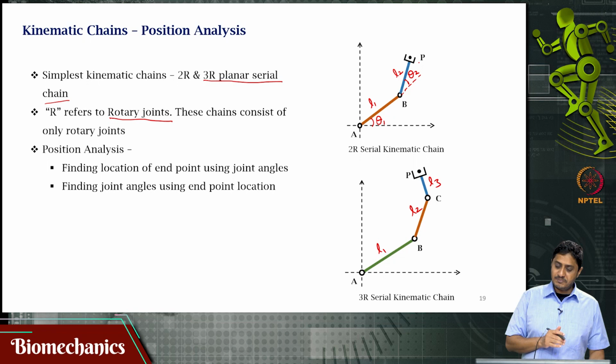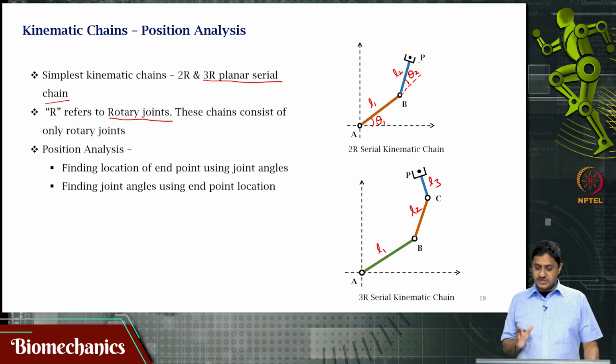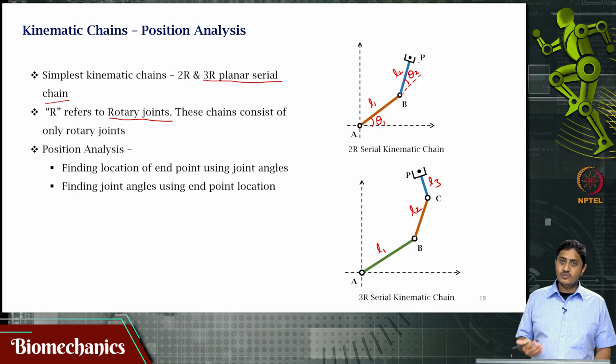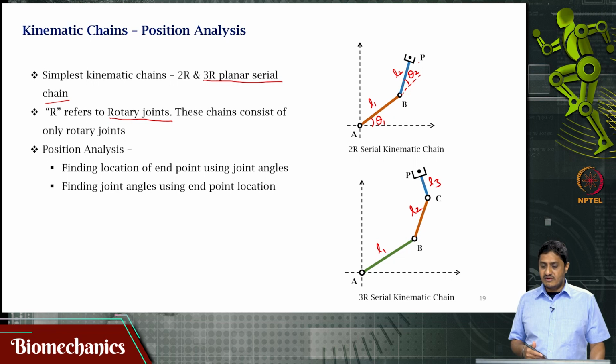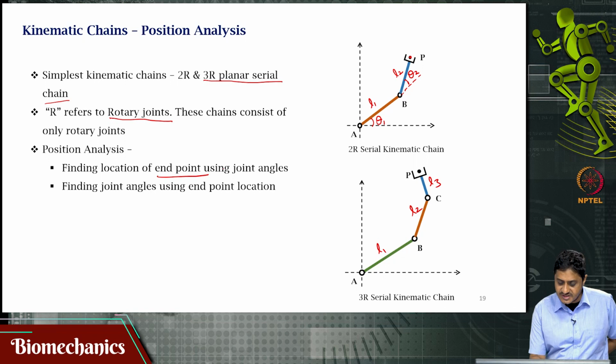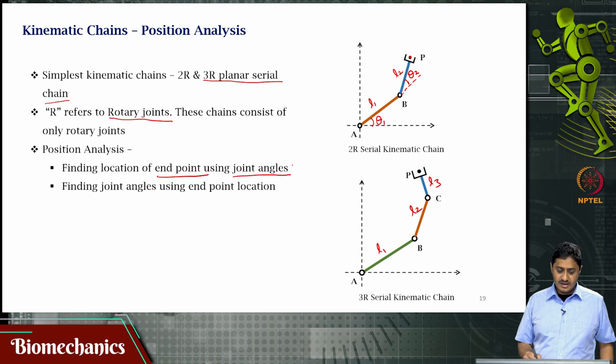The question is, given that the link lengths are L1 and L2, can you use principles of trigonometry and geometry to arrive at the coordinates of the point P? This is the broad question. Can you find the location of the end point using joint angles and link lengths? Link lengths are always known, assumed to be known, for example. This is called forward kinematics.